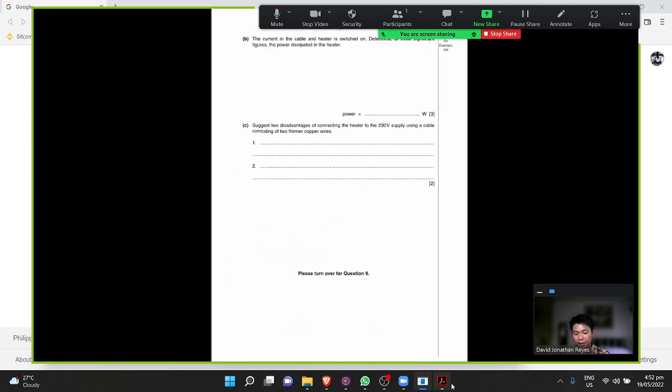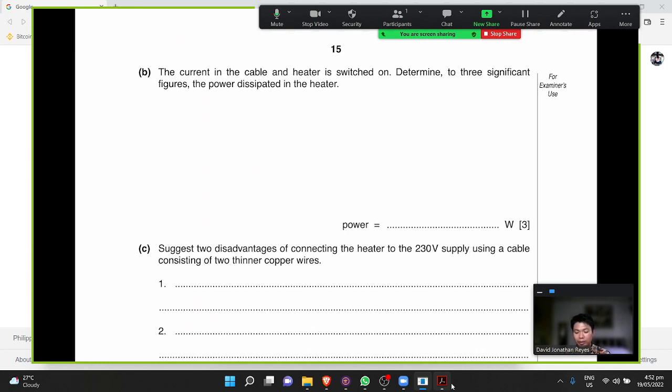Now the last one is the current in the cable when the heater is switched on. Determine to three significant figures the power dissipated in the heater. All right, in order for us to use power dissipation, that's equal to I squared times R, but we don't know the current yet. So we need to solve for the current. That's current equals voltage over resistance. We know that resistance is 44.1, so that's 230 over 44.1. 230 divided by 44.1 gives you 5.21 amps.